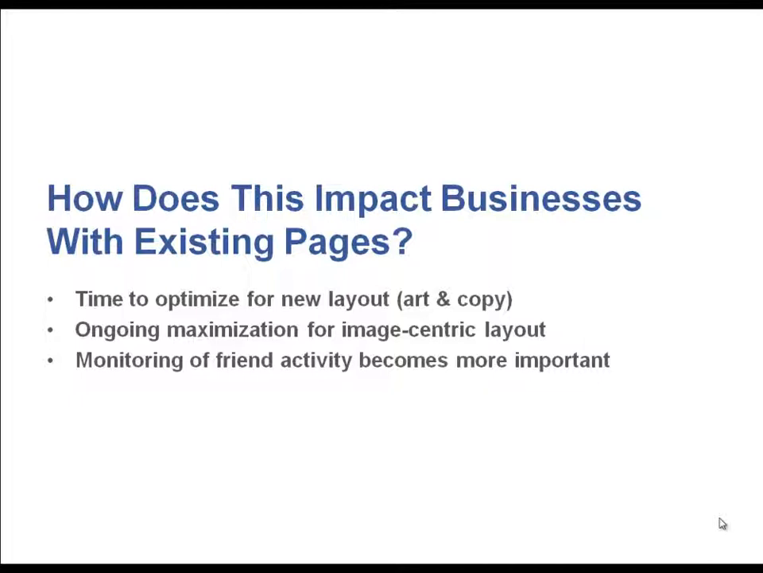So for those of you who currently have Facebook pages, and that's probably most of you, you have a few things to pay attention to now. For starters, you need to set aside time to update the art and copy on your page to reflect the new design. Secondly, you need to get in the habit, as a publisher of content, to stay true to the new image-centric design and make sure you have the visuals to support this layout. Lastly, since friend activity is displayed so prominently on your page, you need to make sure you're keeping tabs on the conversation that others are having about your brand and your industry, so you can shape and add to that conversation.